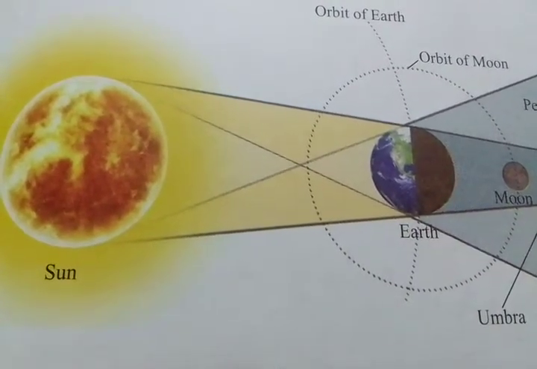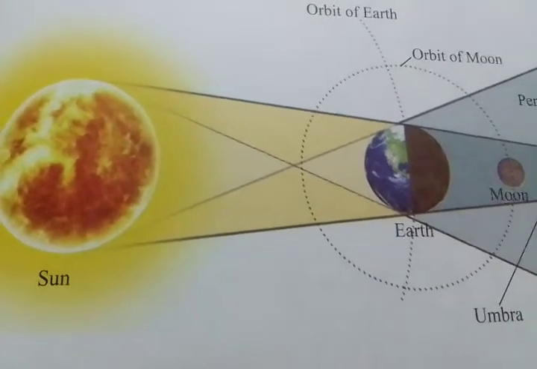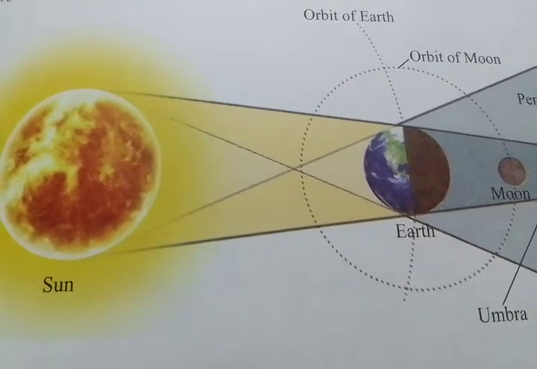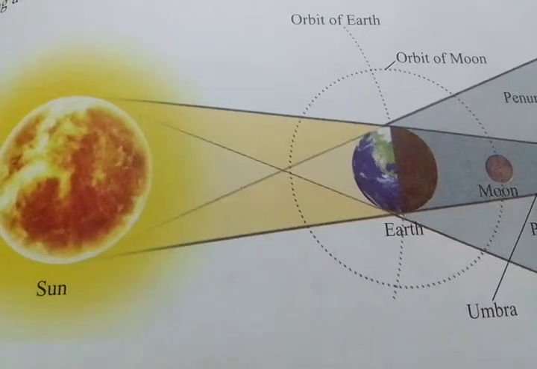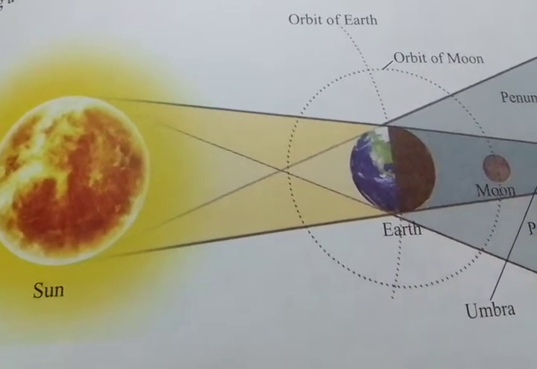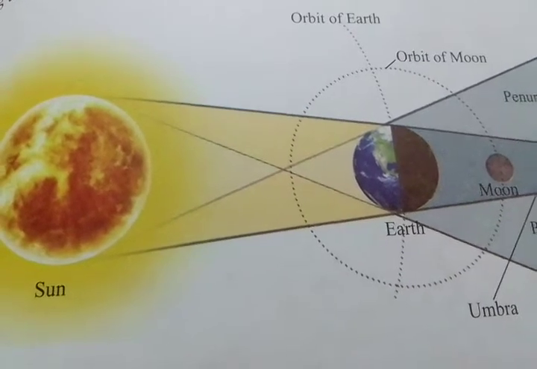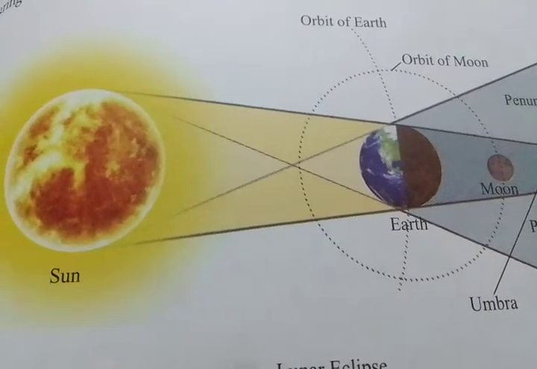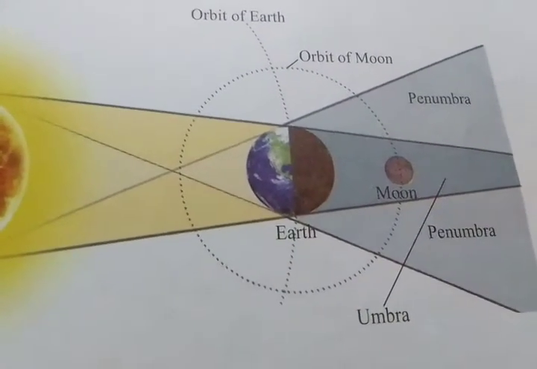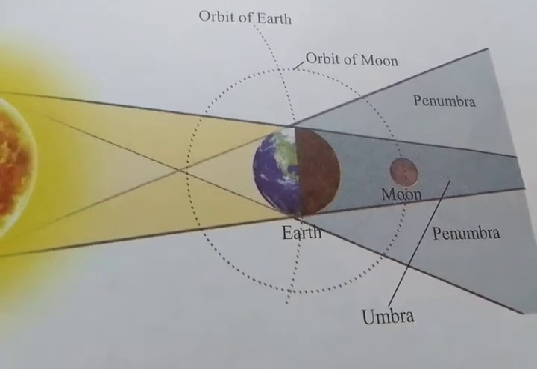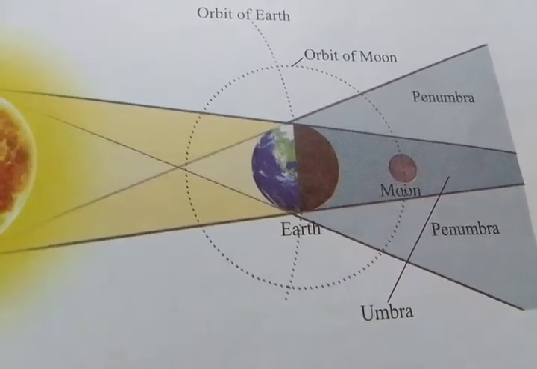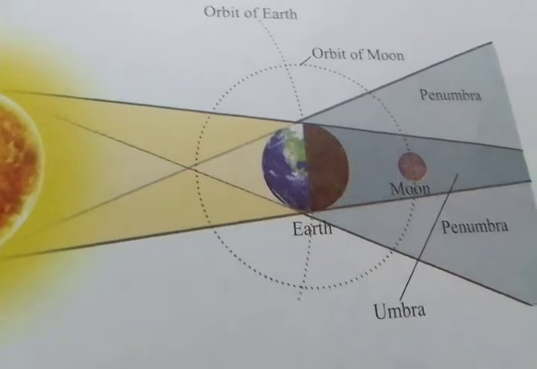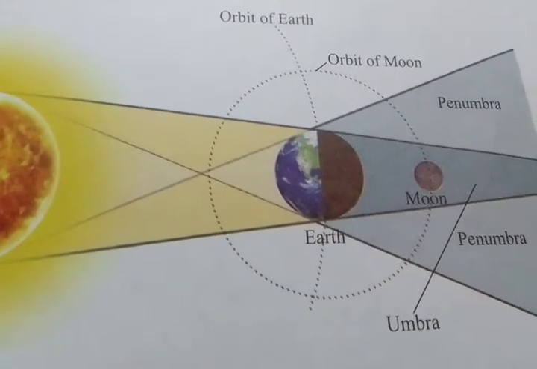So firstly, lunar eclipse. When the Earth comes in between the Sun and the Moon, the Moon is not able to receive sunlight and the Earth casts a shadow on the Moon. It is called as lunar eclipse. When the Earth's shadow completely blocks the sunlight, the shadow is called as umbra. You can see here in this diagram, umbra. And when the Earth blocks only a part of the sunlight, that shadow is called as penumbra. During a total lunar eclipse, we cannot see the Moon at all. Okay?